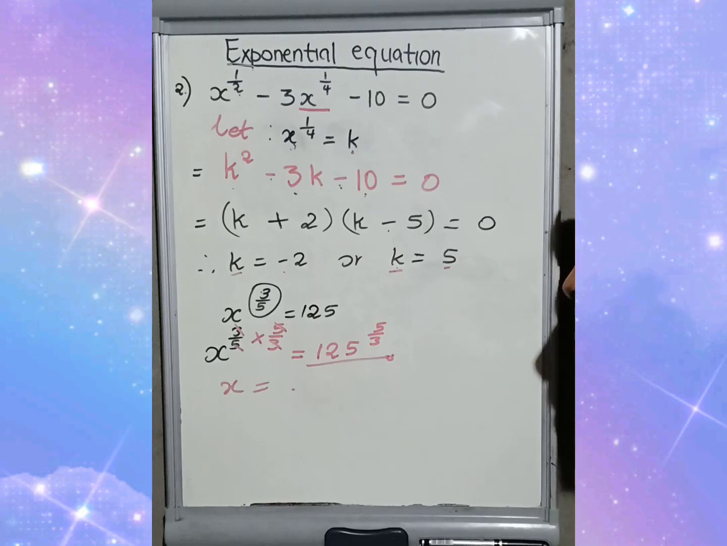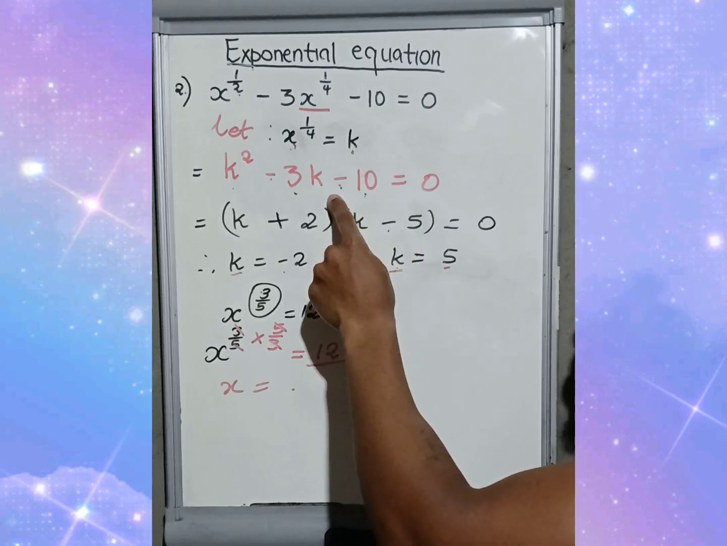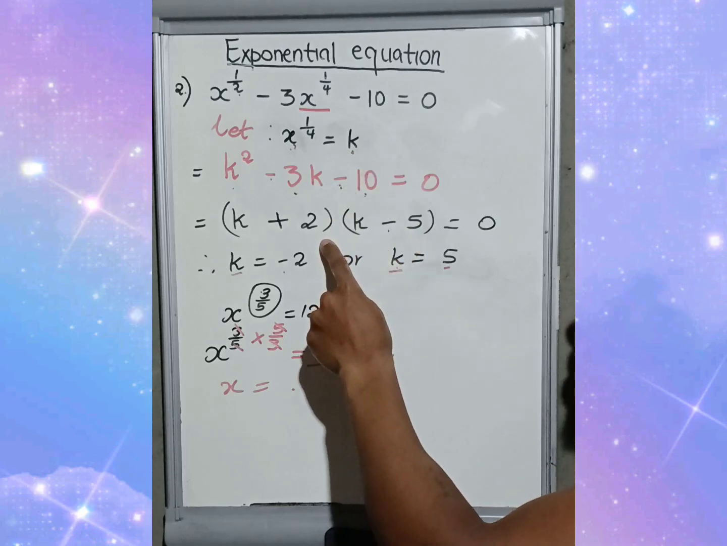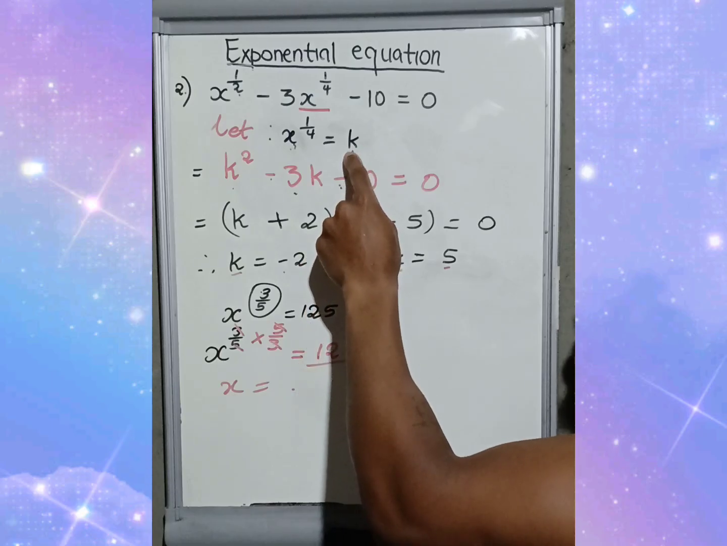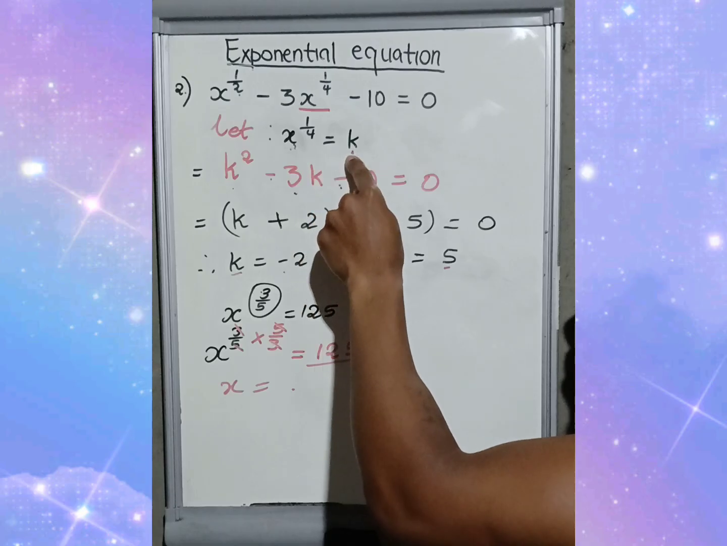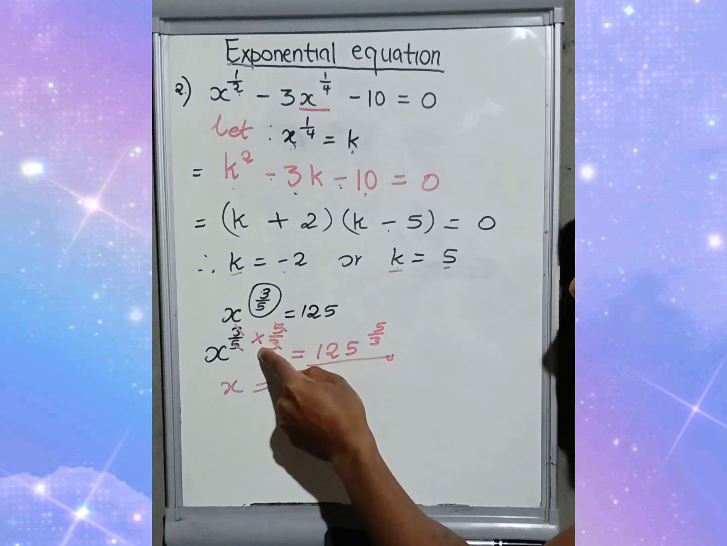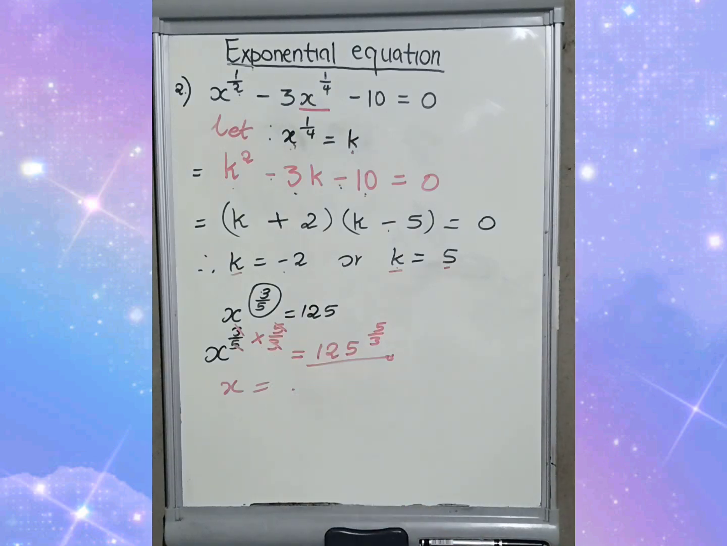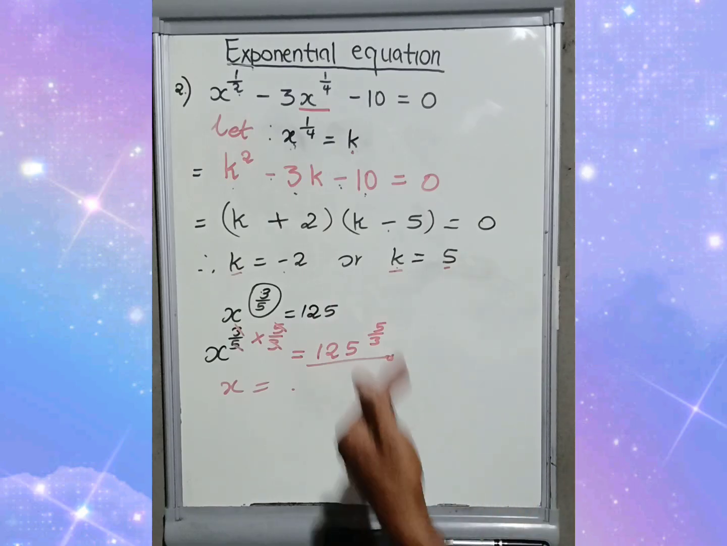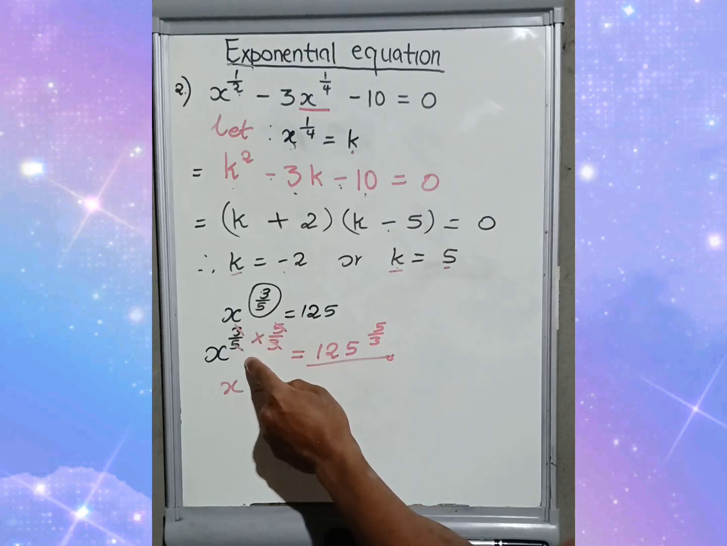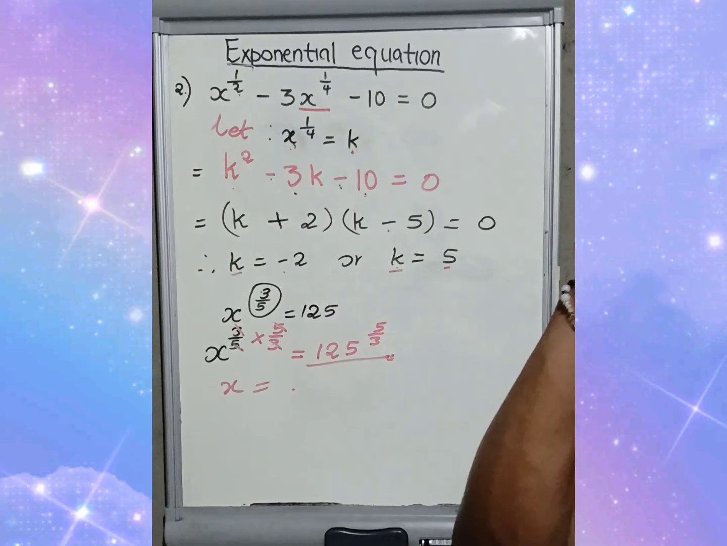Please don't forget this rule. We use the K method. After that, it's going to be a quadratic. Then you factorize or use the quadratic formula to solve for the value of K. After that, you take the value of K and substitute here, so x raised to 1 over 4 equals K. Then you solve for x by using the inverse of the exponent. The denominator becomes the numerator and the numerator becomes the denominator, so that you're just going to have 1 on the left hand side as the exponent. Then after that, you punch your calculator and you get the solution.